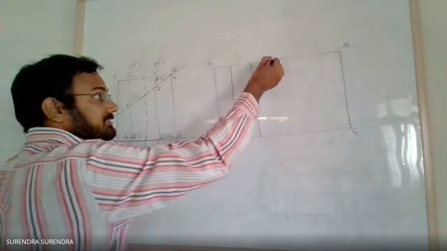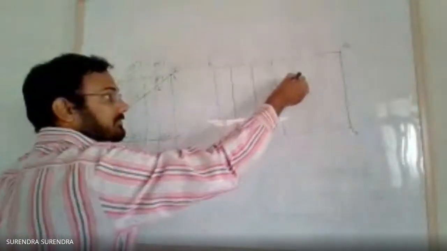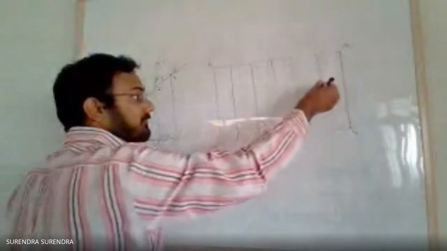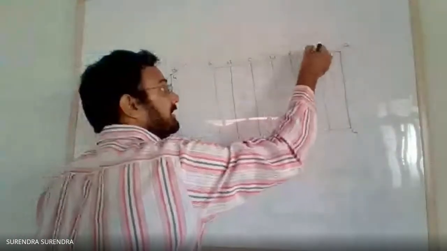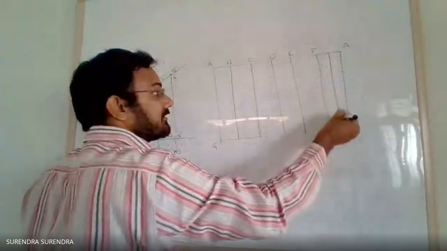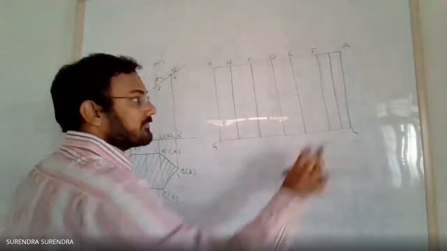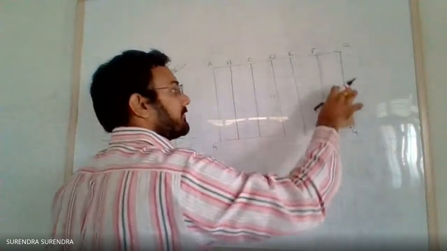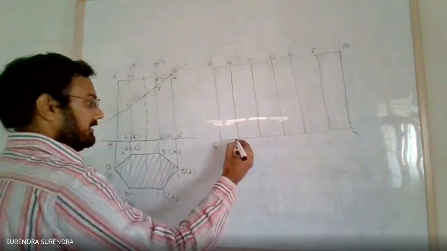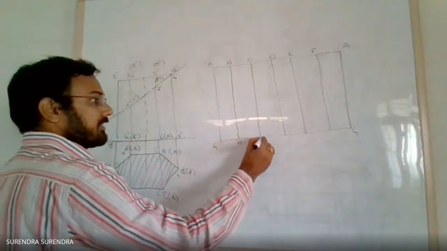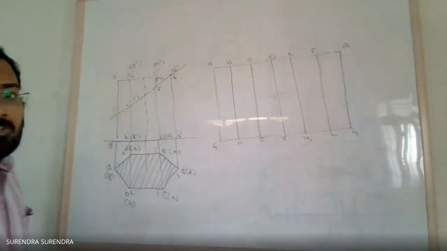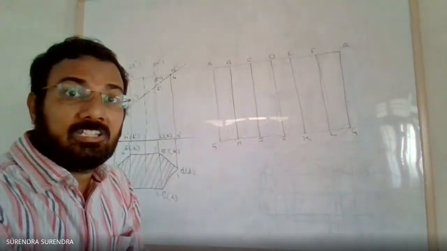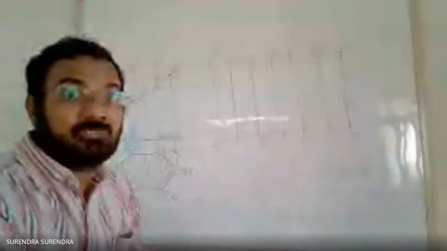Draw vertical lines for B, C, D, E, F. Next, on the base, G, H, I, J, K, and L. So actually this is the development of only the lateral surface without sectioning. What we have drawn now is only the development of the lateral surface without sectioning.